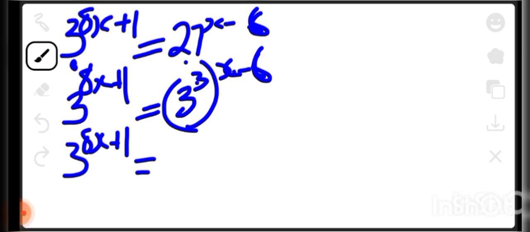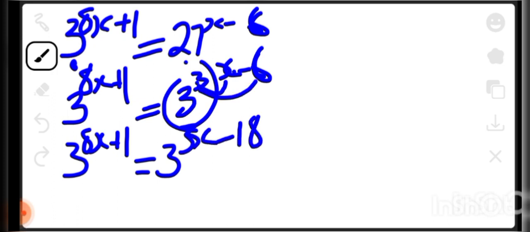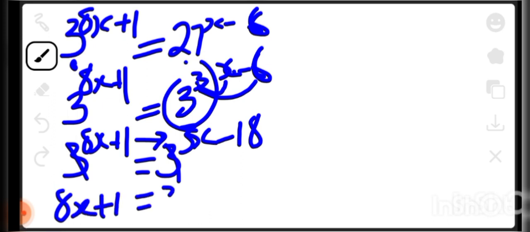3 times this x, what is that? That's 3x. Then 3 times minus 6, that's minus 18. So you know, just ignore the base, then equate the power. 8x plus 1 is equal to 3x minus 18.